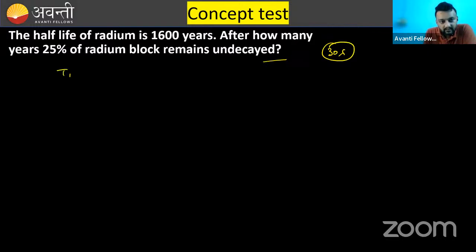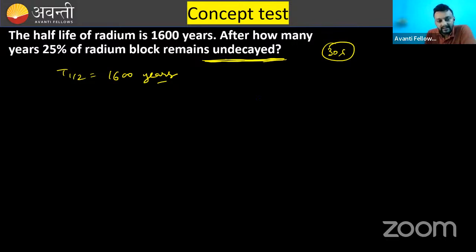Half-life is given as 1600 years. After how many years does 25% of the radium block remain undecayed? Remains undecayed means the remaining material is 25%. Clear? Remaining material is 25%.